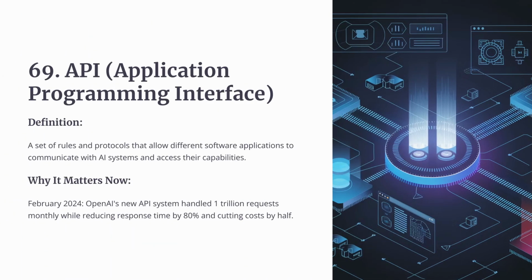An API is a set of rules and protocols that allow different software applications to communicate with AI systems and access their capabilities. Think of APIs as universal translators that let different software systems talk to each other. OpenAI's new system is handling 1 trillion conversations a month. That's like enabling every person on Earth to have a conversation with AI 125 times each month, and doing it faster and cheaper than ever.